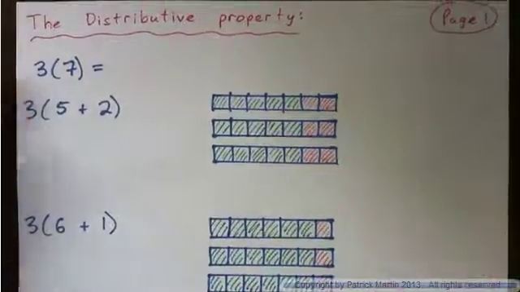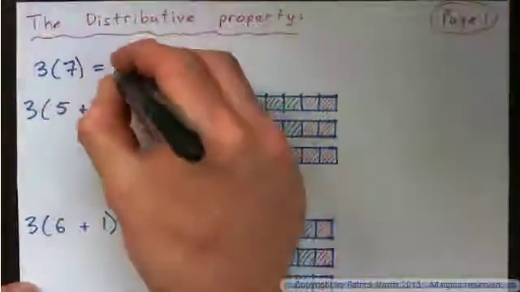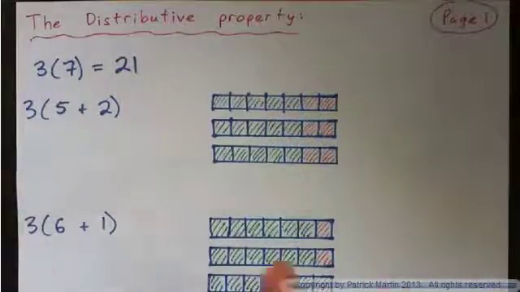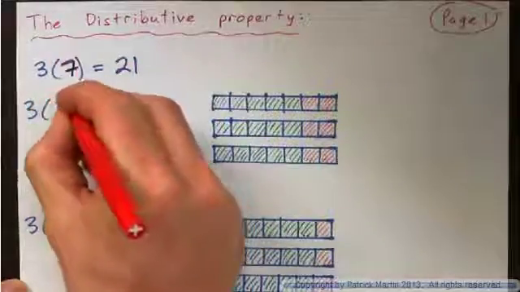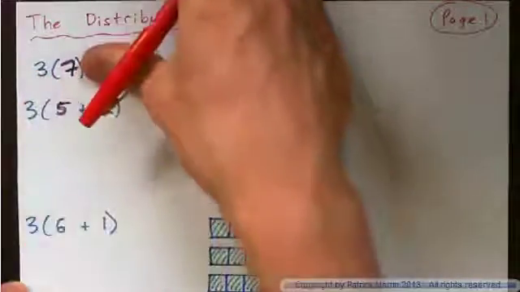What's 3 times 7? 3 sevens is? 7 and 7 is 14. 14 plus 7 is? It's 21, right? Now, one way we can look at that, just for fun, just so we can learn the distributive property, is 7 is the same thing as 5 plus 2, isn't it? So I can write 3 times 7 in a new way.